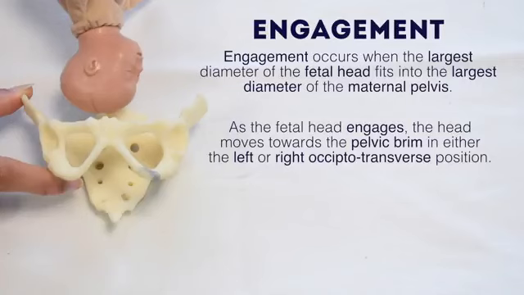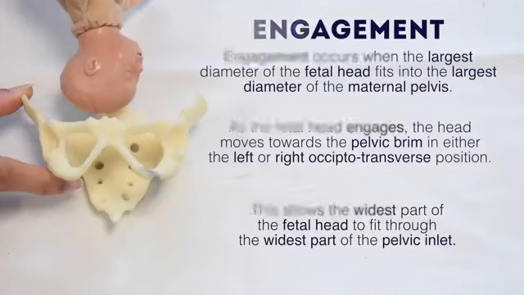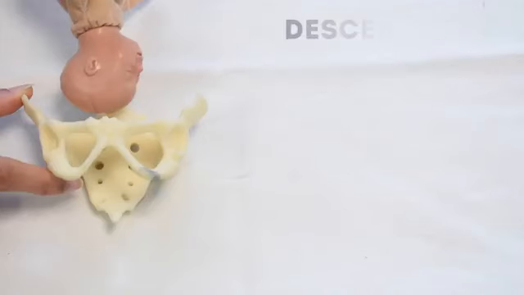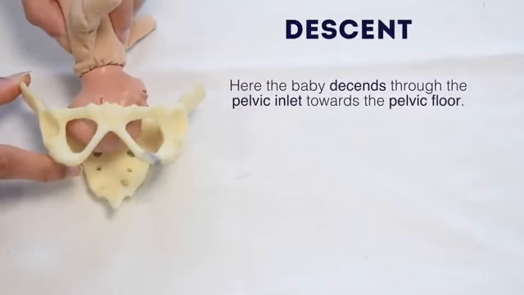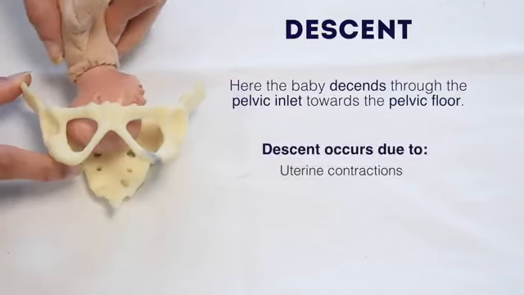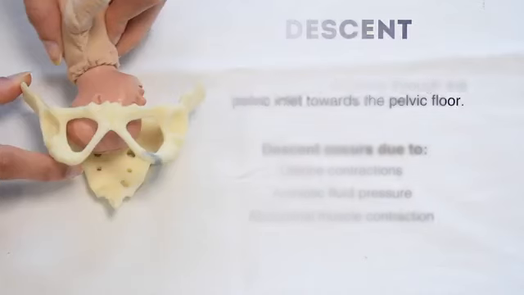in either the left or right occipito-transverse position, so the widest part of the head fits through the widest part of the pelvic inlet. Descent. Here the baby descends through the pelvic inlet towards the pelvic floor. Descent occurs because of uterine contraction, pressure of the amniotic fluid, and voluntary contraction of the abdominal muscles by maternal effort.